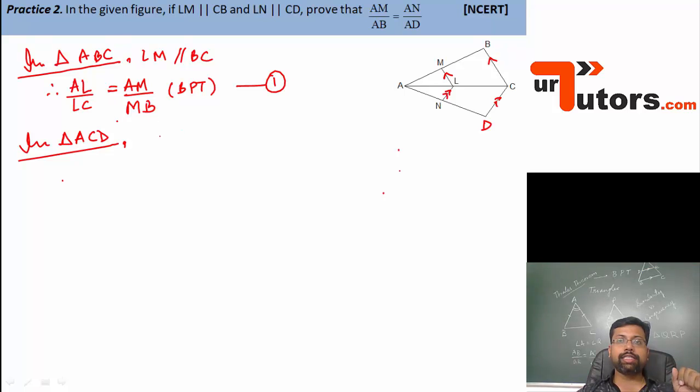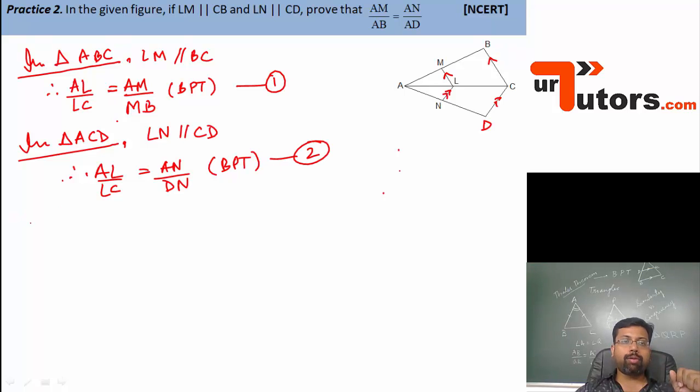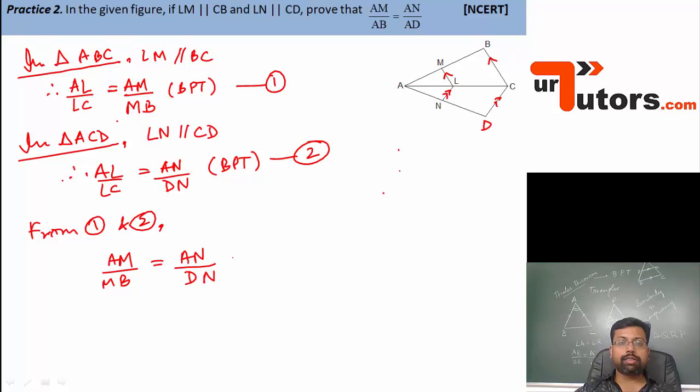In triangle ACD, again it's given that LN is parallel to CD. Therefore, AL by LC is equal to AN by DN, again by basic proportionality. From 1 and 2, the left hand sides are equal. So we have AM by MB is equal to AN by DN. And this is what you have to prove. So it was a very easy question to attempt. It shouldn't have taken 2 minutes.